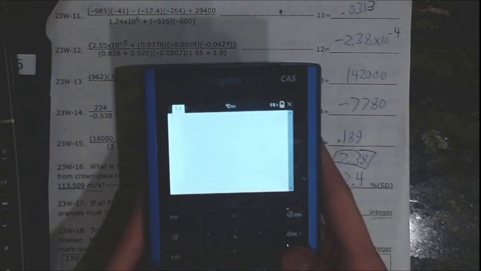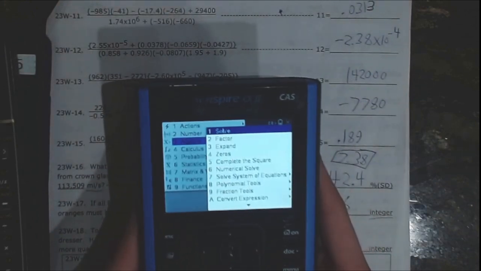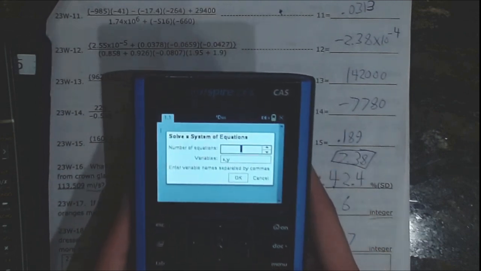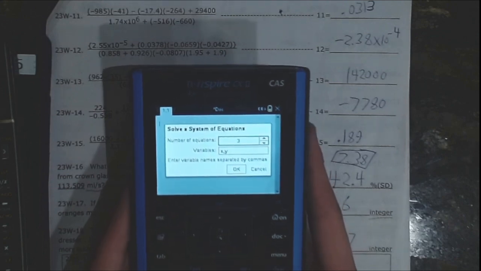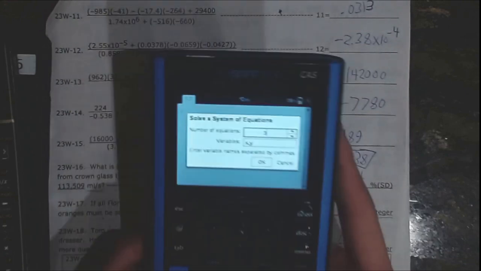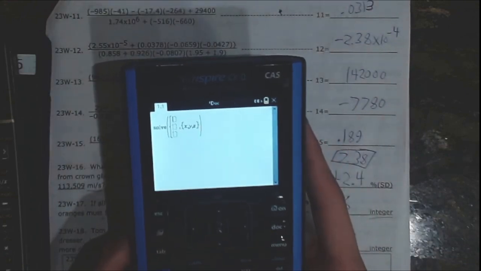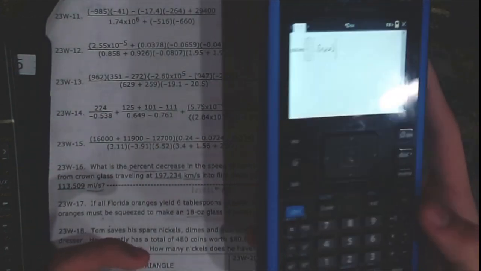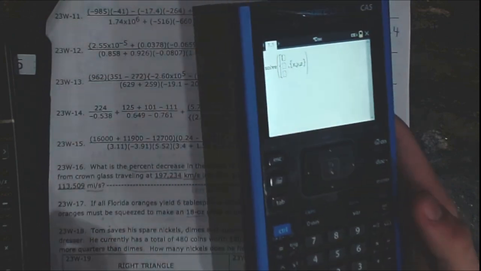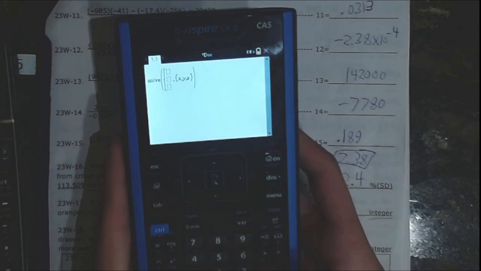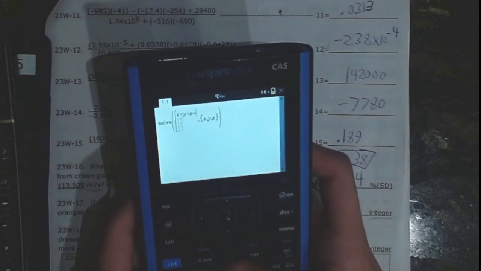We'll just go menu, algebra, system of equations, solve system of equations, and we're going to use 3 equations because we have 3 unknowns. Those 3 unknowns being the amount of nickels, dimes, and quarters I have. So for convenience sake, I'll call x the number of nickels, y the number of dimes, and z the number of quarters that I have. So we know that there's a total of 480 coins in the jar. So I can just simply write x plus y plus z equals 480.